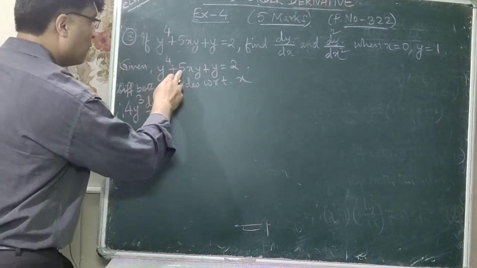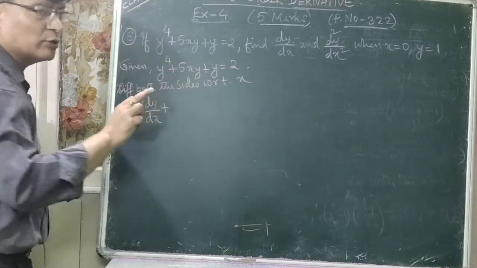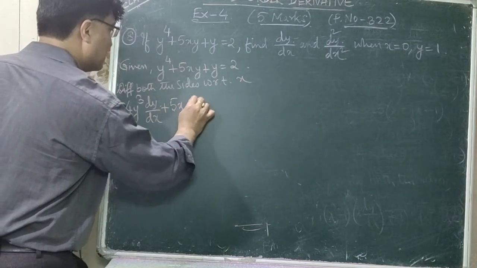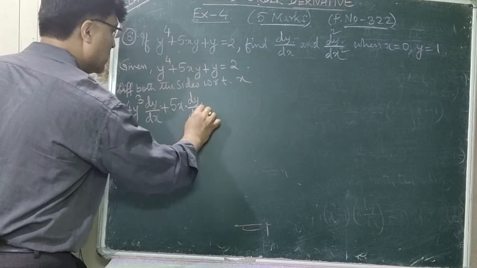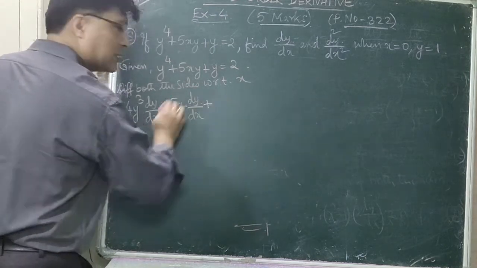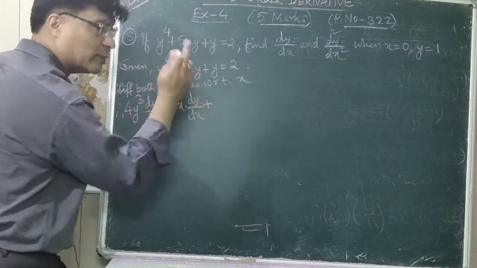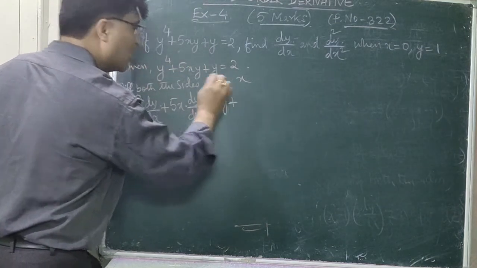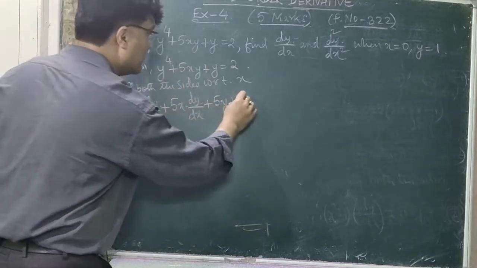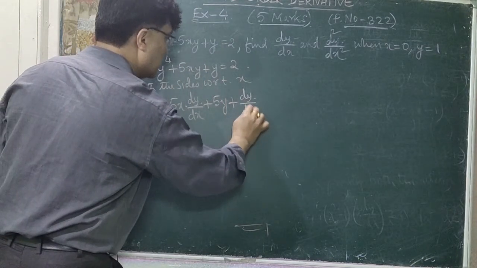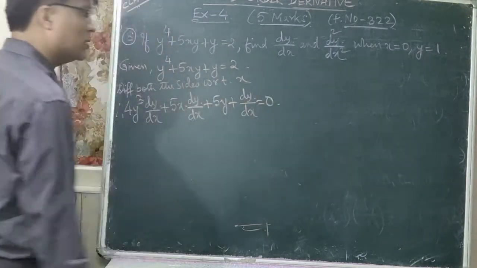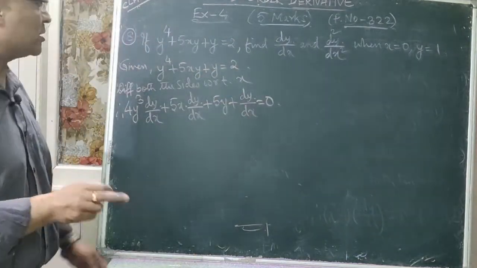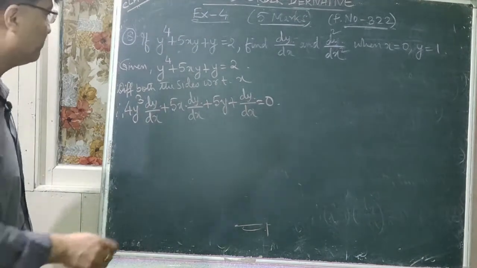So plus, for 5xy you have to use the UV rule. So 5x is kept as it is. Take the differentiation of y with respect to x, it is dy by dx, plus now take the differentiation of x with respect to x, which is 1, keeping 5y as it is, plus 5y, plus then what is the differentiation of y with respect to x? It is dy by dx, which is equal to 0. And the differentiation of this constant 2 with respect to x is always 0.